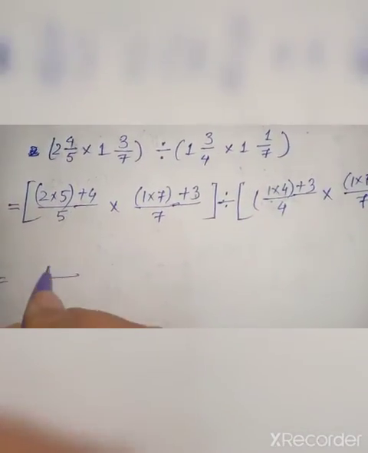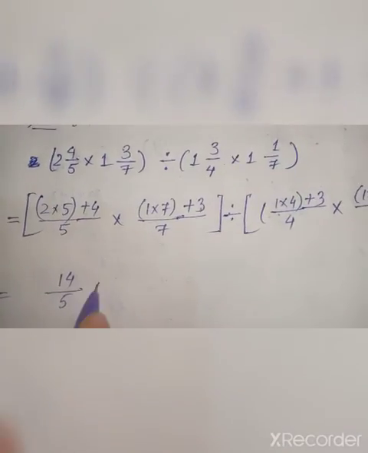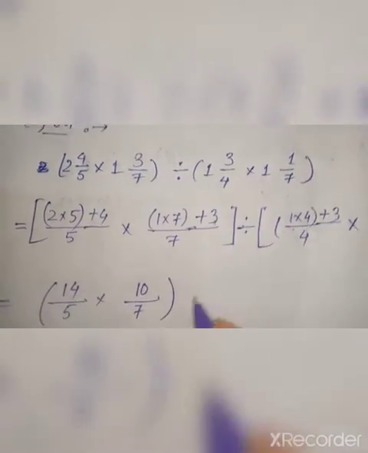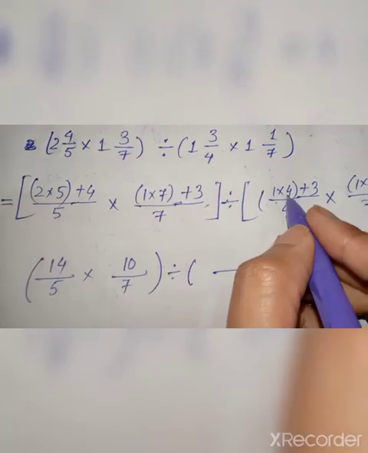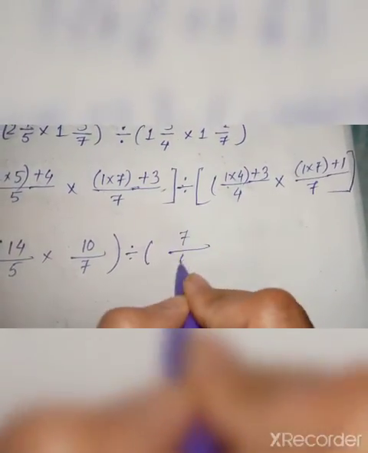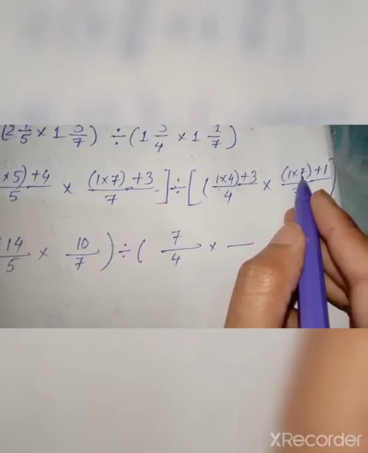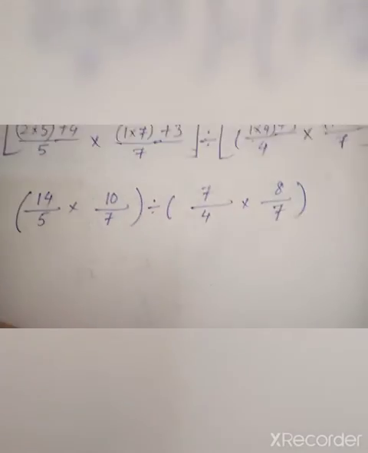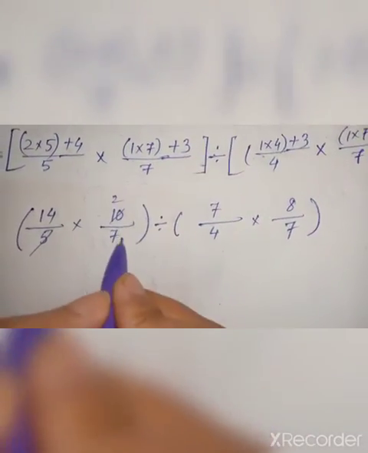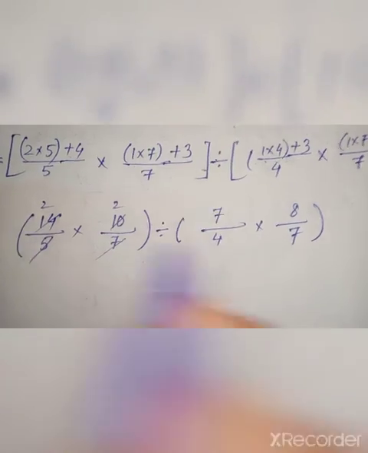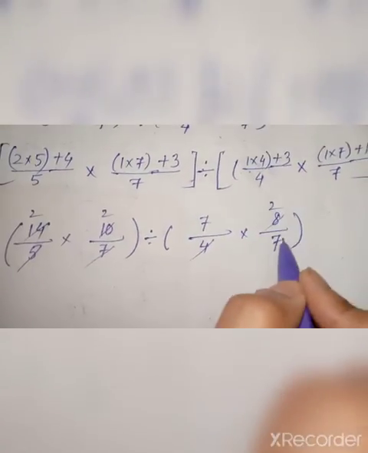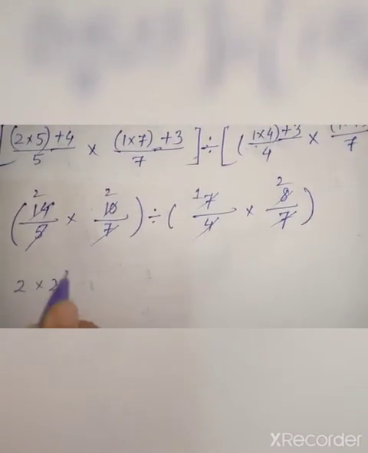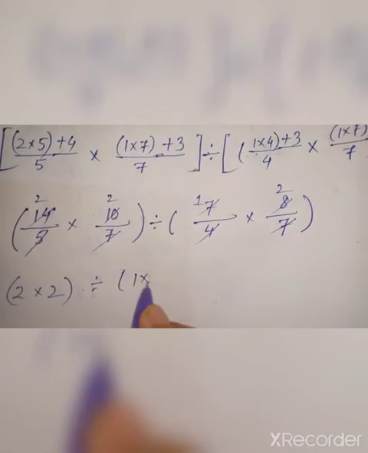2 5s are 10 plus 1 plus 4, 14 by 5, into 7 1s are 7 plus 3, 10 by 7. Okay, divided by 4 1s are 4 plus 3, 7 by 4, into 7 1s are 7 plus 1, 8 by 7. Then you can cancel out: 5 2s are 10, 7 2s are 14. Similarly 4 2s are 8, 7 1s are 7. Okay, then 2 into 2 divided by 1 into 2.